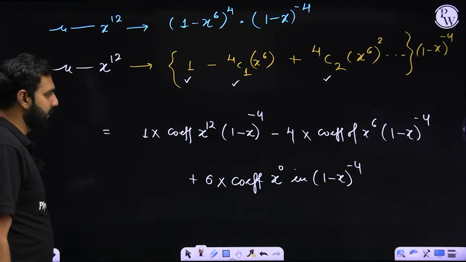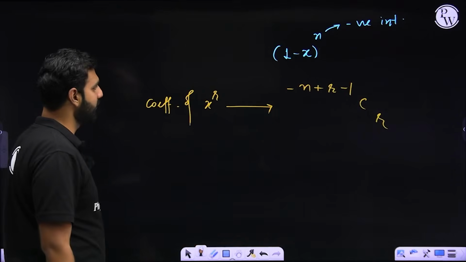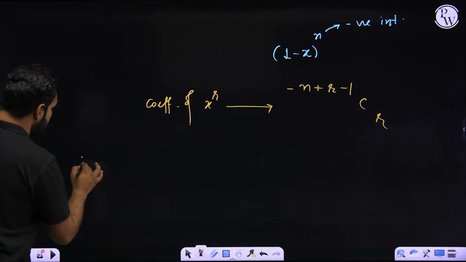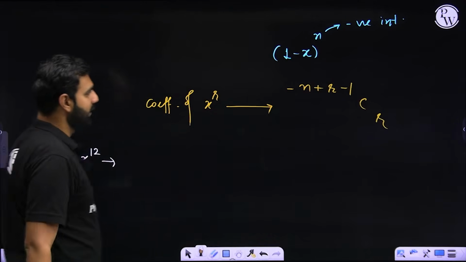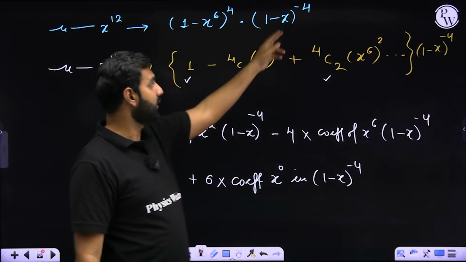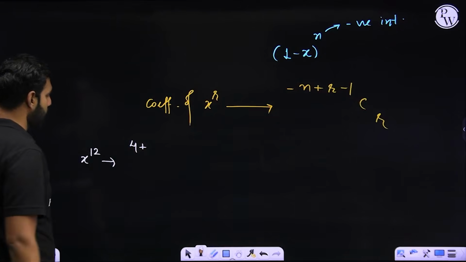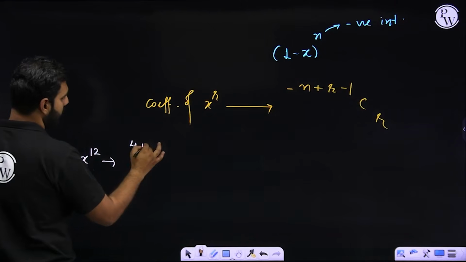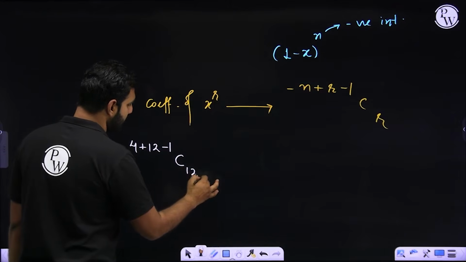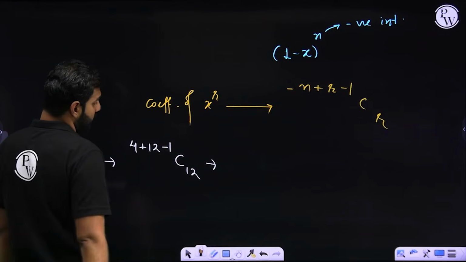Please pay attention to this part here. 1 into the coefficient of x^12. Let me find these values. So if I'm willing to find the coefficient of x^12, the coefficient of x to the power 12 will be (−n + r − 1)Cr. I hope you can see it very clearly. The value of n is −4, so −n will be 4. 4 plus r, and r is 12, minus 1, C r. So this is going to give you 12 plus 4, which is 16. 16 minus 1 is 15.